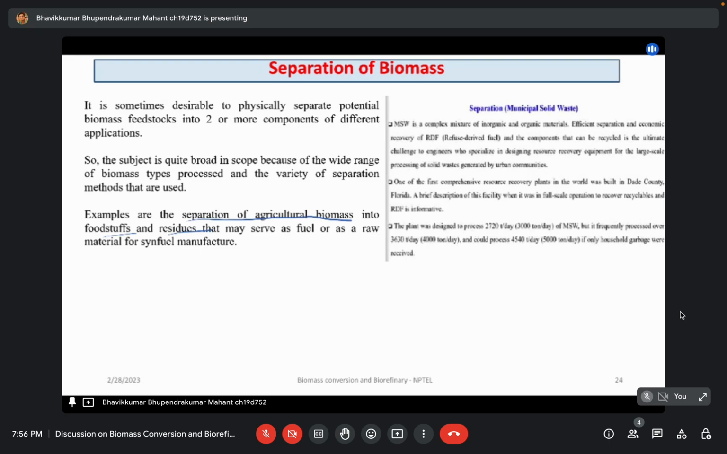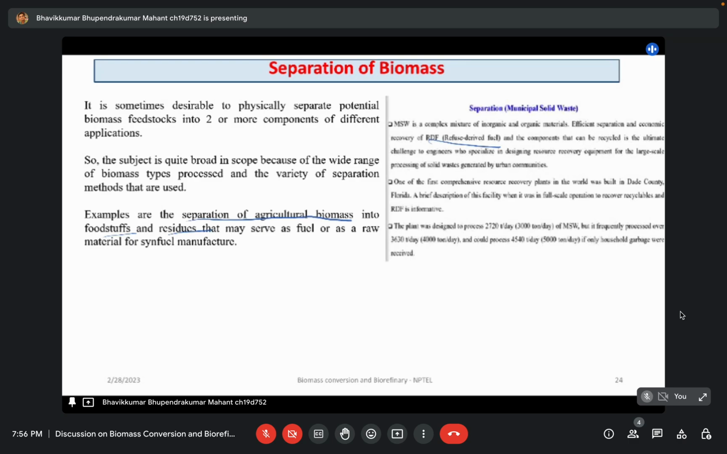So major separation process is useful when we are using the municipal solid waste, MSW, as our biomass. If you have MSW, as I told, it has a mixture of organic and inorganic materials, so efficient separation and economical recovery of RDF is needed. RDF is refuse derived fuel, which can be converted into fuel. So which are the components that you can convert into the fuels?